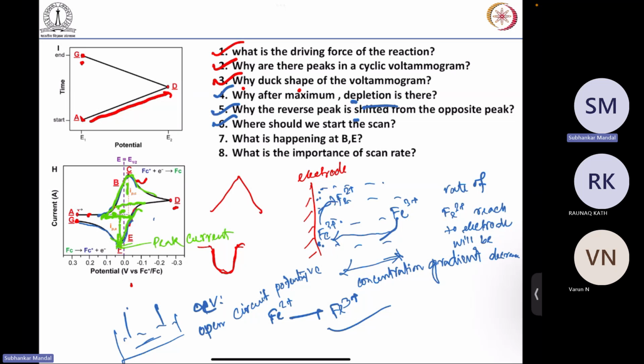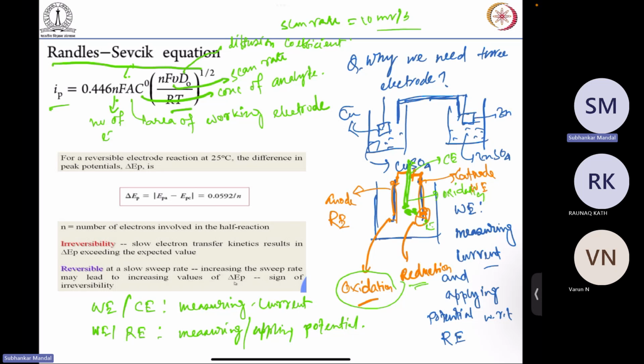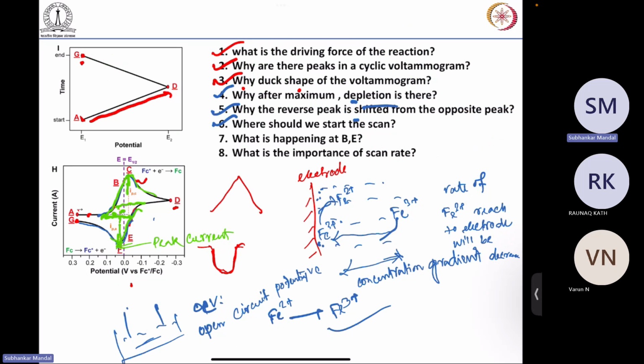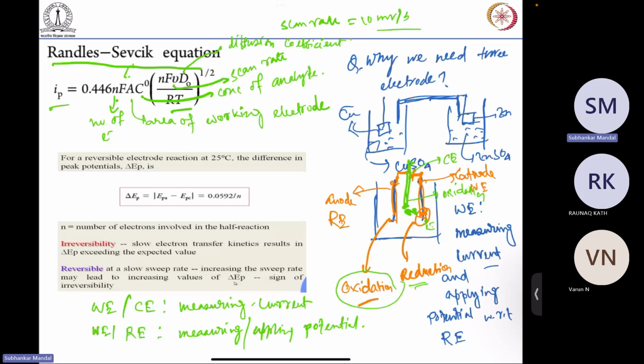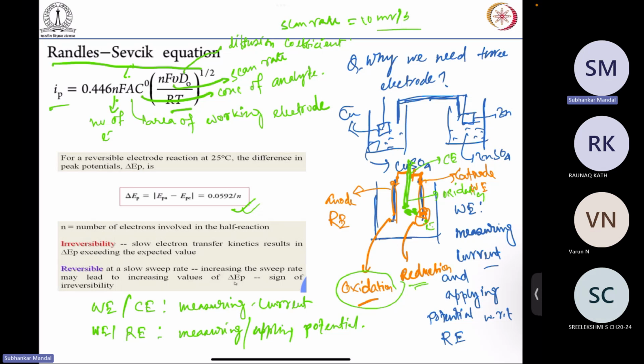Another way to check this reversible process is the peak separation. So this is the anodic peak and this is the cathodic peak. If the separation of these two peaks is 0.0592 by n, then we can tell it is a reversible process. Otherwise it is an irreversible process. Slow electron transfer kinetics result in delta Ep exceeding the expected value. That means if the peak separation for anodic and cathodic is not this value, or is bigger than this value, then we can tell this is an irreversible process.